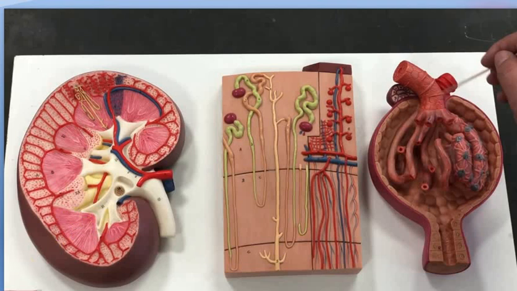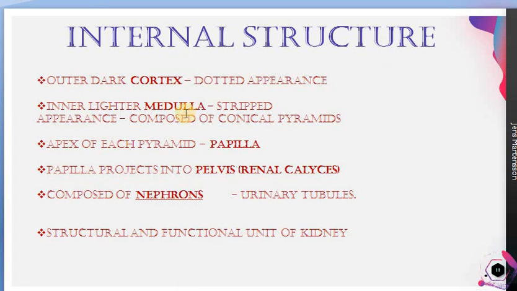Before that, we will revise and recap what we discussed. Internal structure of the kidney: the outer part looks darker than the inner part. The outer darker part is known as the cortex, which has a dotted appearance, and the inner lighter part is known as the medulla, which has a striped appearance and is composed of conical pyramids. The apex of each pyramid, which can be compared with the top of a mountain, is termed the renal papilla, and the papilla projects into the pelvis through the renal calyces.